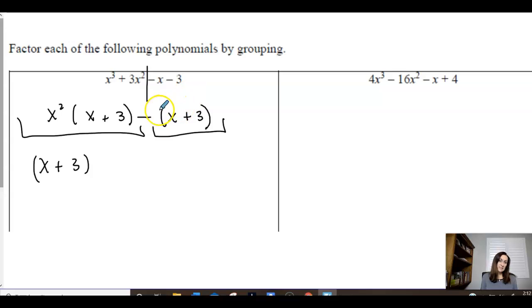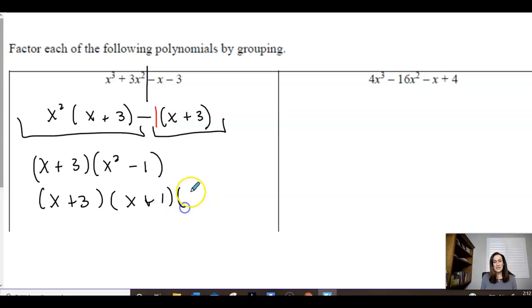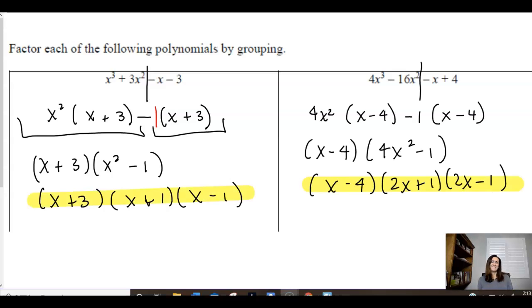A lot of students forget this 1 placeholder there, so just be careful of that. So I'm left with x squared subtract 1. This factors as x plus 3, x plus 1, x subtract 1. Try the next one on your own, and then I'll film the answer. And that answer is x subtract 4, 2x plus 1, and 2x minus 1.